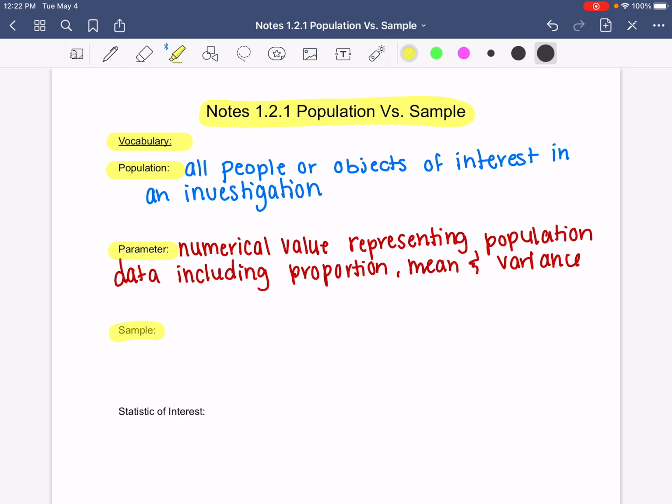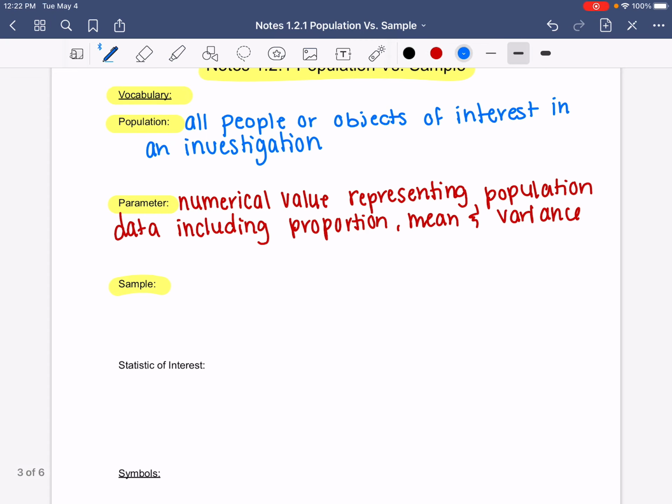We also have a sample. A sample is just a subset of the population. And then our last vocabulary word is our statistic of interest, which is just our number that we use to summarize or represent something about the sample that we drew from the population.